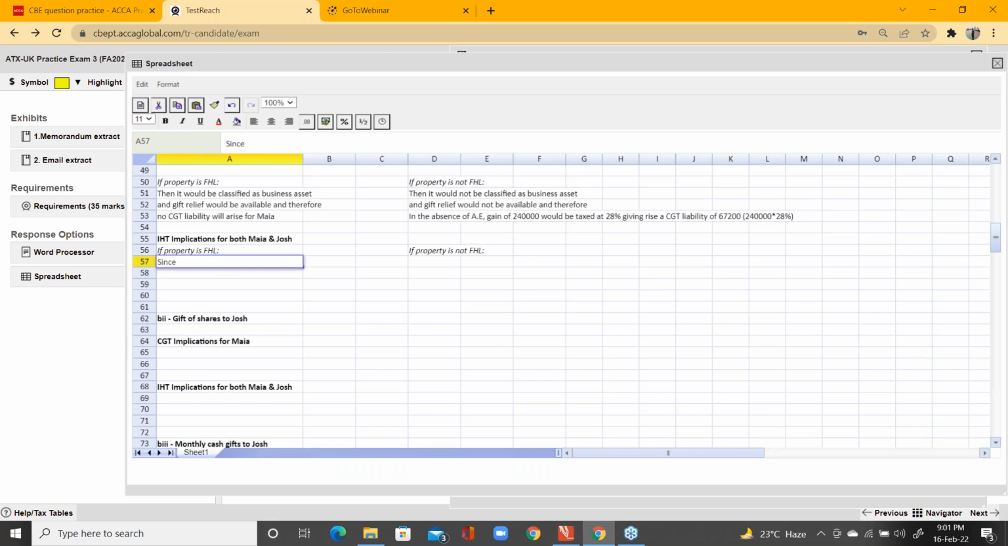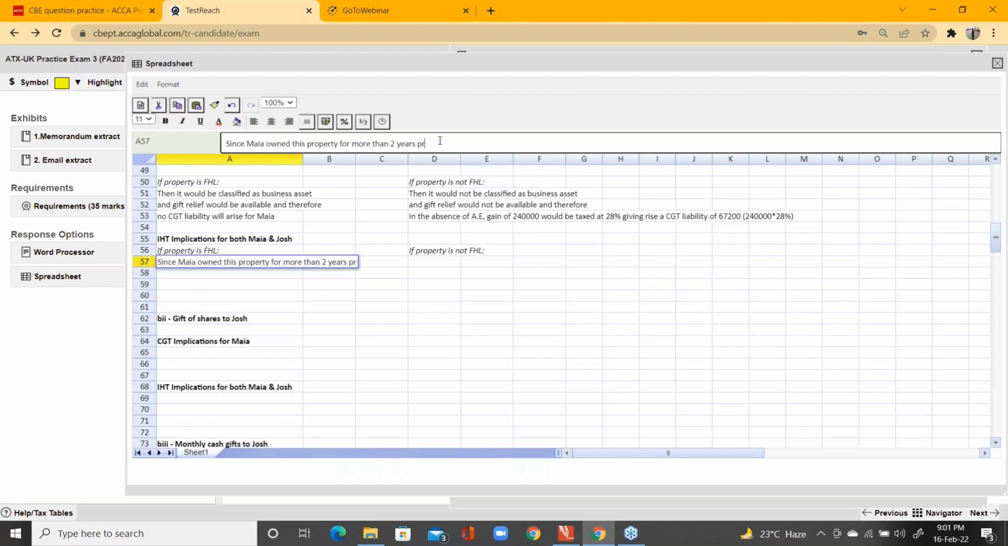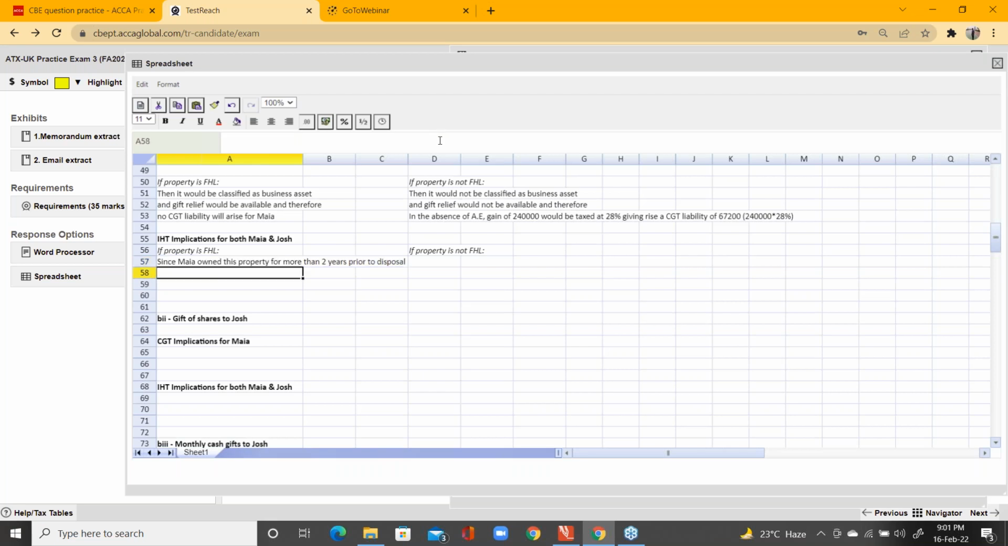So writing this answer, since Maya owned this property for more than 2 years, you can look at the purchase and sale date, 2 years prior to disposal, then the asset could qualify for 100% BPR, business property relief, because FHL property is a business property, so we can claim BPR.